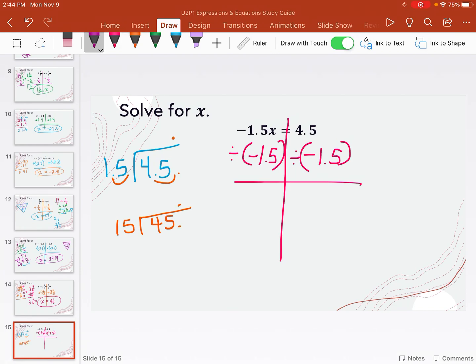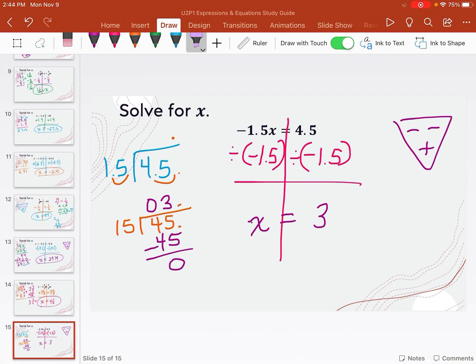So now 15 goes into 4 0 times. It goes into 45 3 times, which is exactly 45. Nothing left over. So I'm getting 3, but let's check our sign with our sleeping dog. It was a positive divided by a negative, which leaves me with a negative answer. So x equals -3.